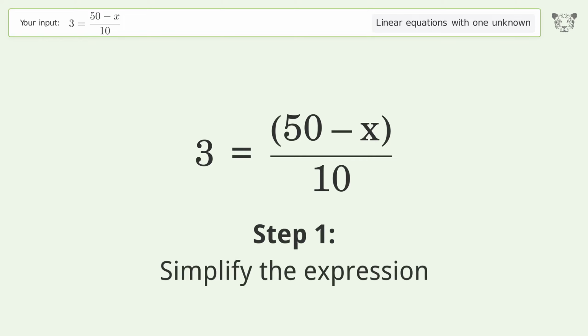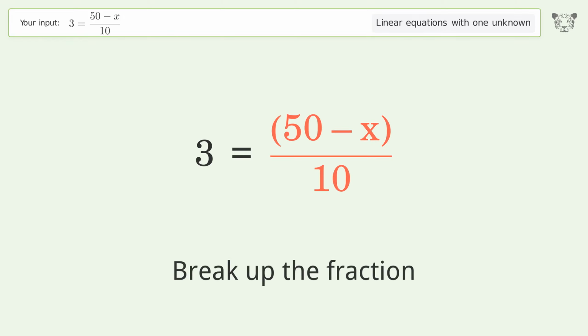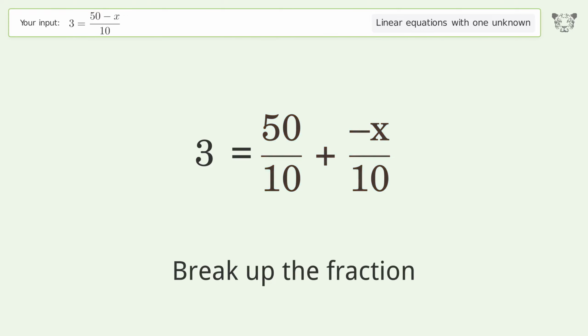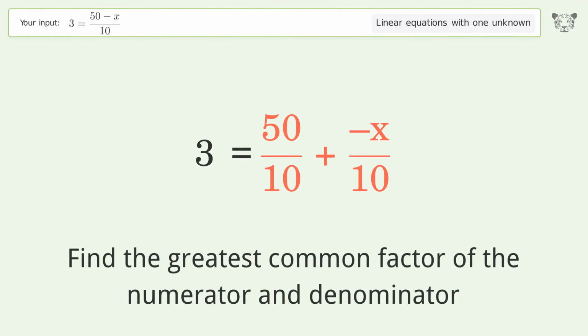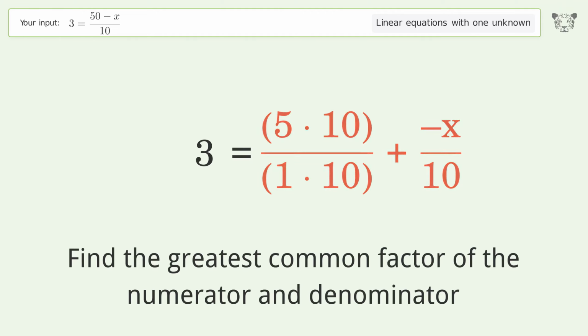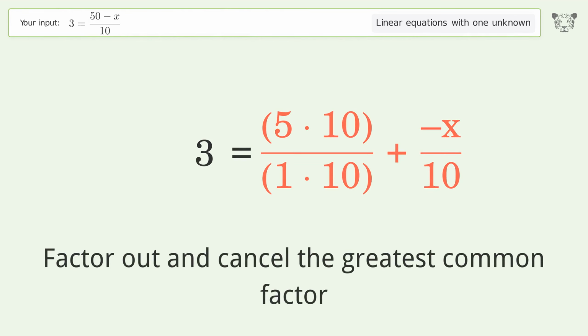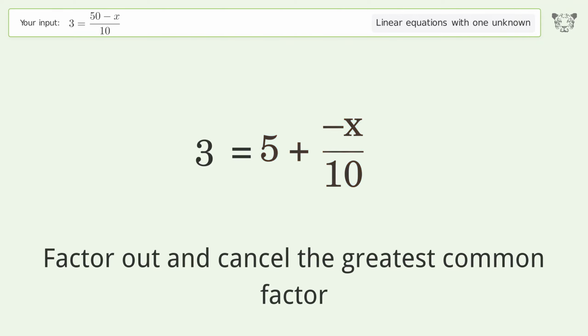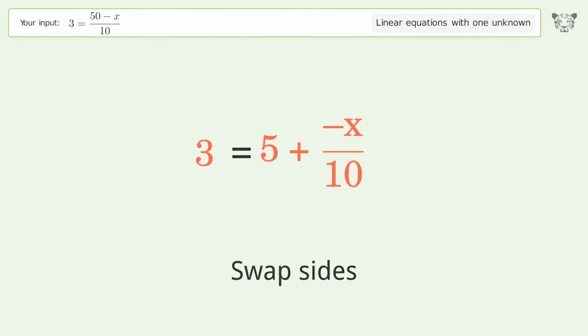Simplify the expression. Break up the fraction. Find the greatest common factor of the numerator and denominator. Factor out and cancel the greatest common factor. Swap sides.